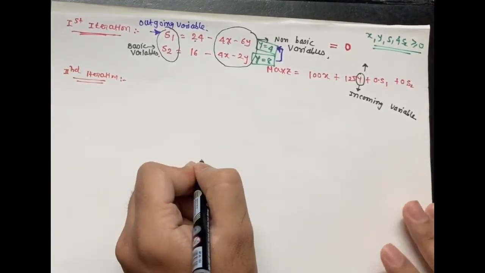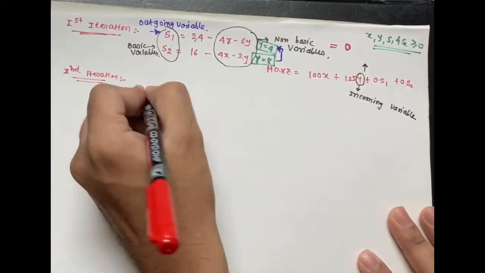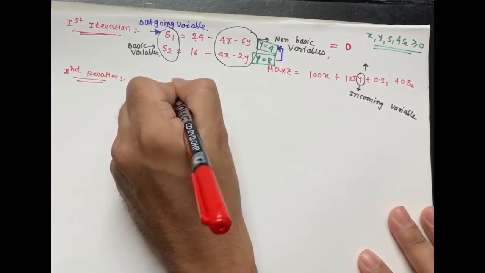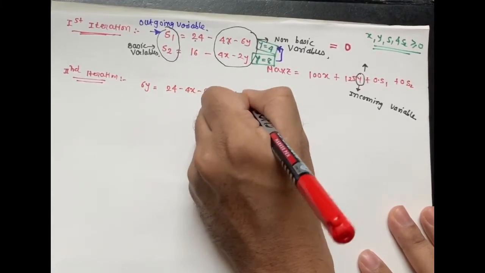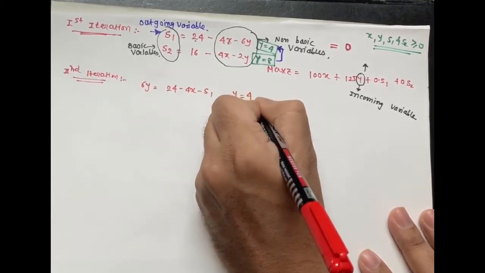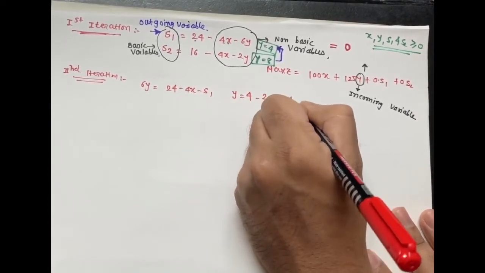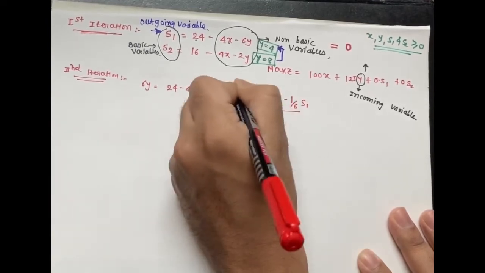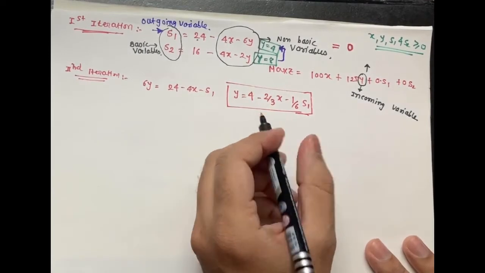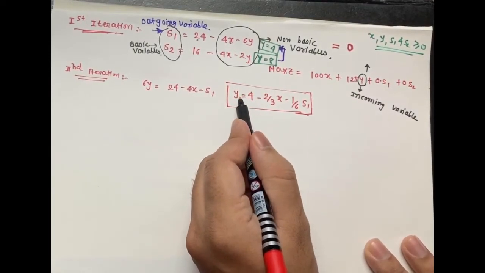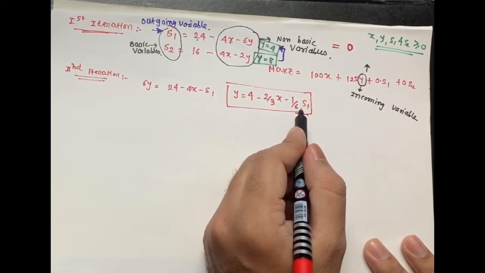So for the second iteration, what I have to do is rewrite this equation in the form of y, meaning 6y equals 24 minus 4x minus s1, so y equals 4 minus 2 by 3x minus 1 by 6 s1. Yes, this is my new equation, and y is my new basic variable, as such it is on the left hand side, and s1 becomes my non-basic variable.